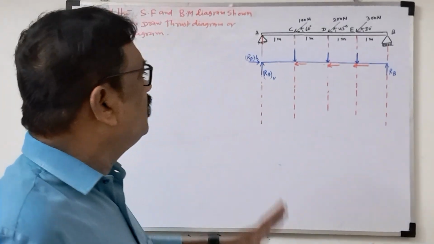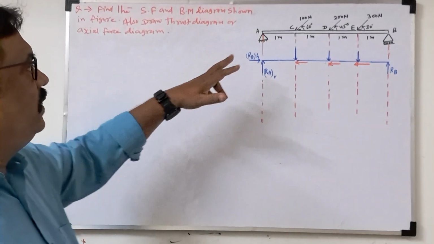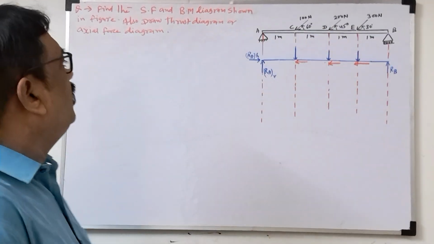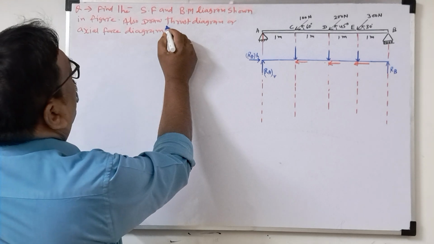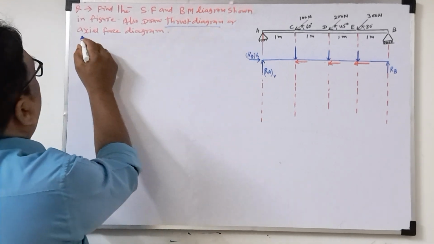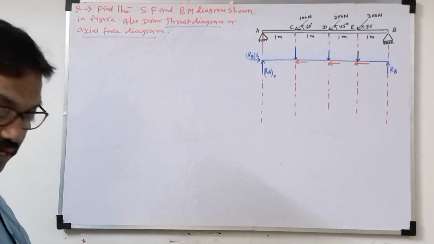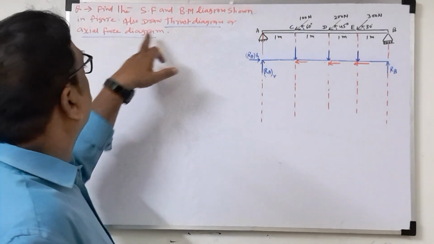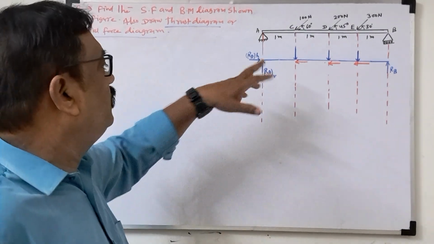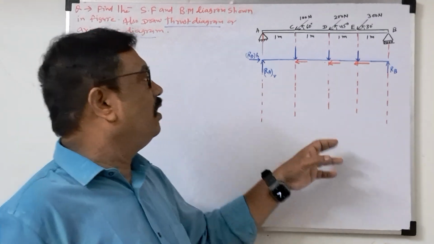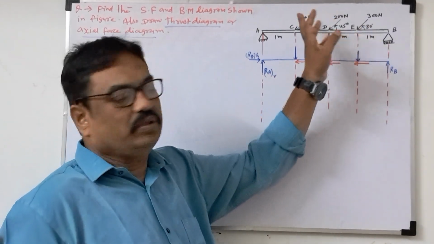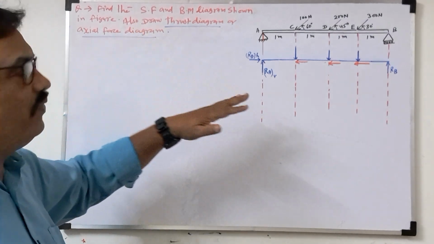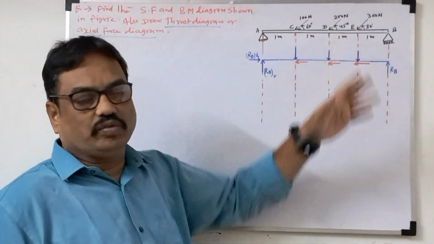Today I am going to solve some new problems. The beam is given an inclined load, and they're asking to find the shear force and bending moment diagram. One new thing they're asking is to also find the thrust diagram, or axial force diagram. Before, I had not solved the axial force diagram and thrust diagram, because up to now we drew only the shear force and bending moment diagram. But once an inclined load is given on the beam, only then will the thrust diagram or axial force diagram exist. So how to solve this?